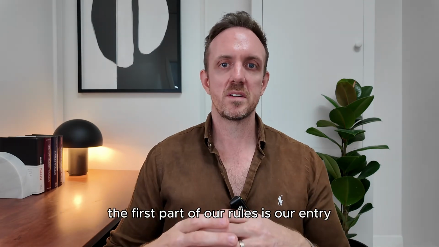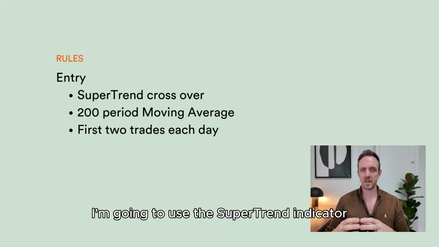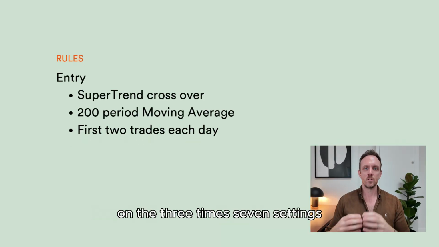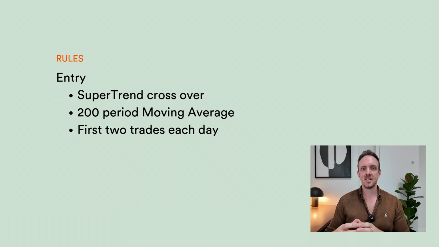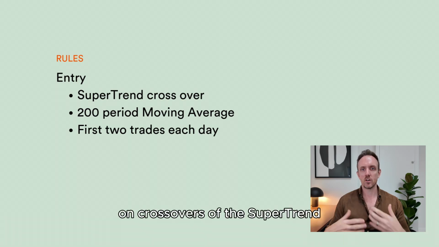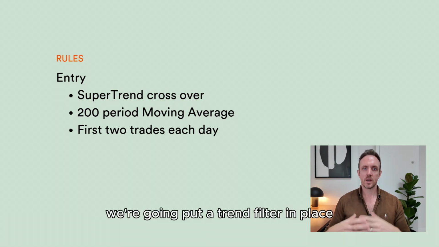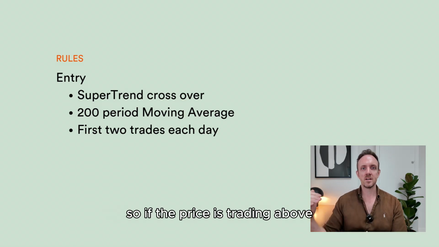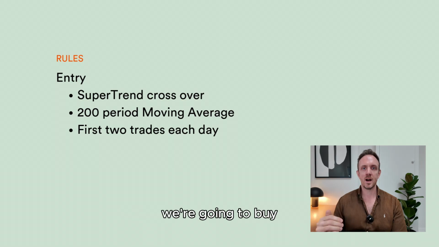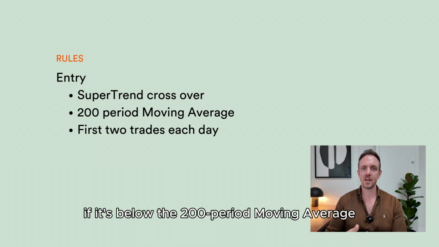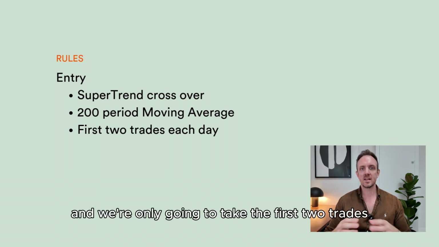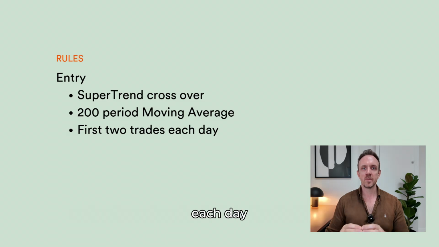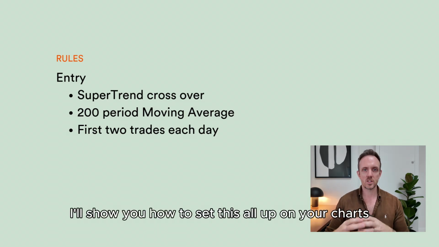The first part of our rules is our entry. So what I'm going to do is use the super trend indicator on the 3x7 settings, and we're going to look at what happens on crossovers of the super trend. We're going to put a trend filter in place, so if the price is trading above the 200 period moving average, we're going to buy. If it's below the 200 period moving average, we're going to sell, and we're only going to take the first 2 trades each day. And I'll show you how to set this all up on your charts in a second.